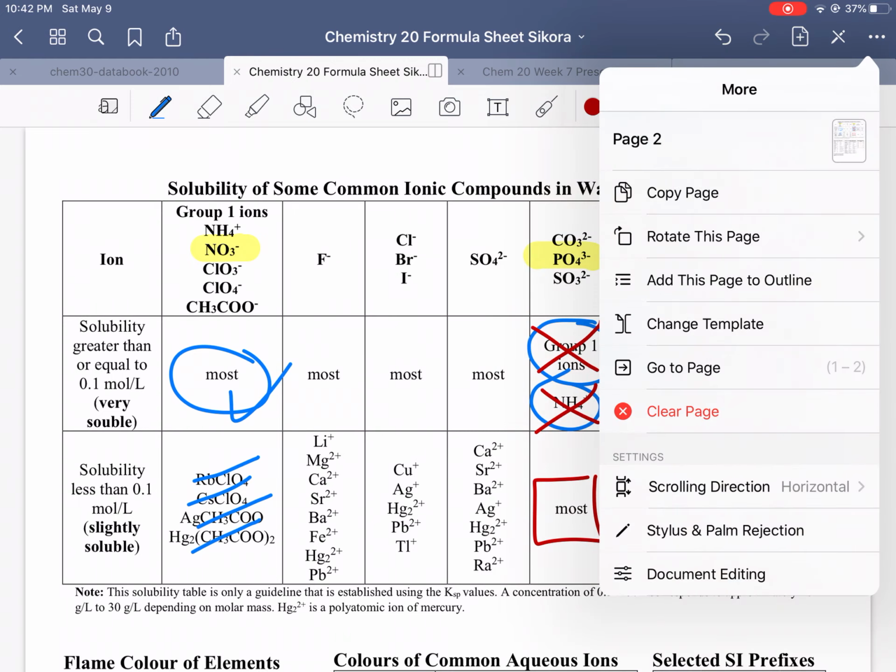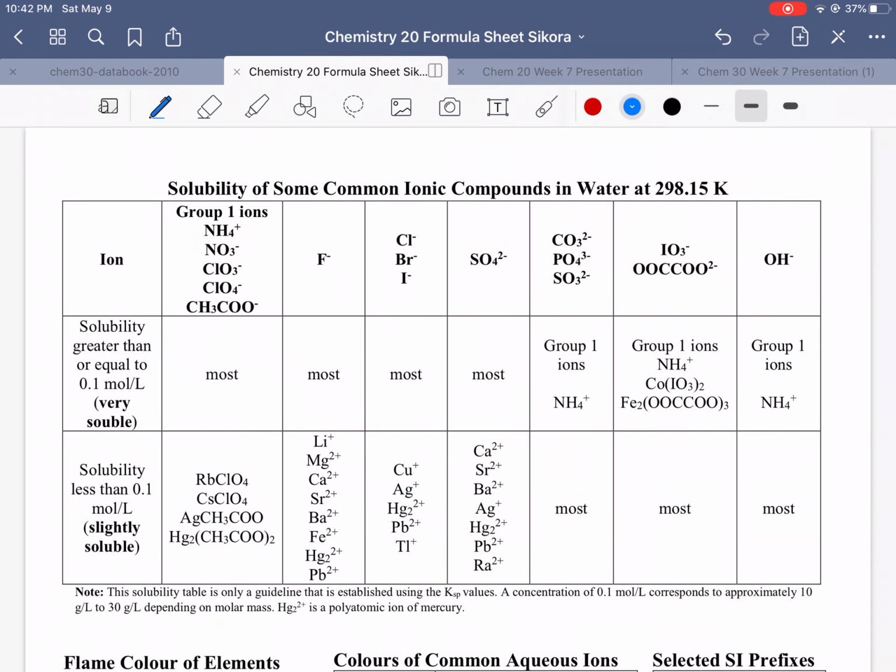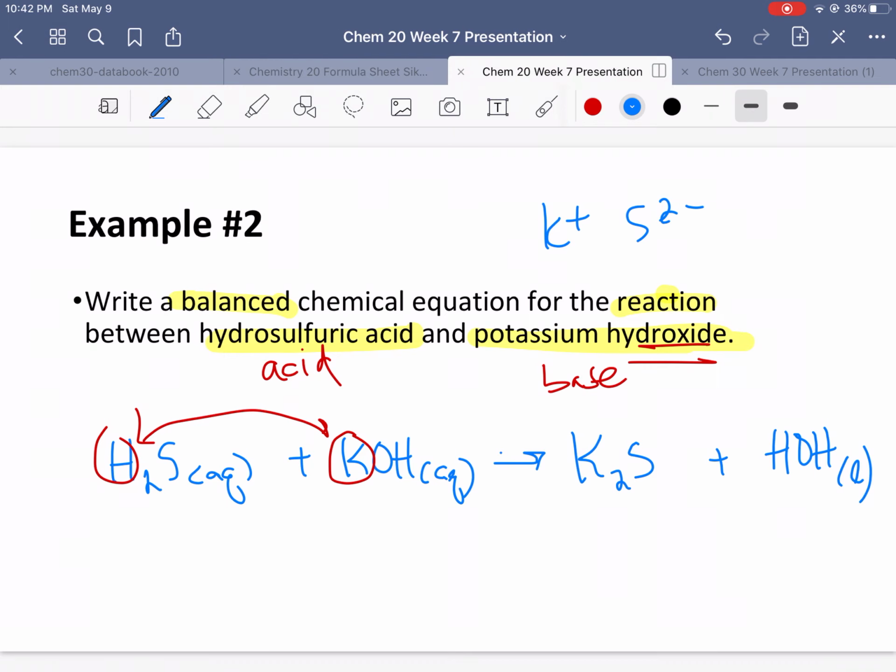Now, when you look at that K2S, you're not going to find sulfur 2 negative anywhere on here, but potassium, the K plus, is a group 1 ion, guys. So it's that weird situation where we look at the cation instead. And sulfur does not fit in here. It is under most, which means K2S is indeed aqueous. Neutralization, the salt formed will always be aqueous.